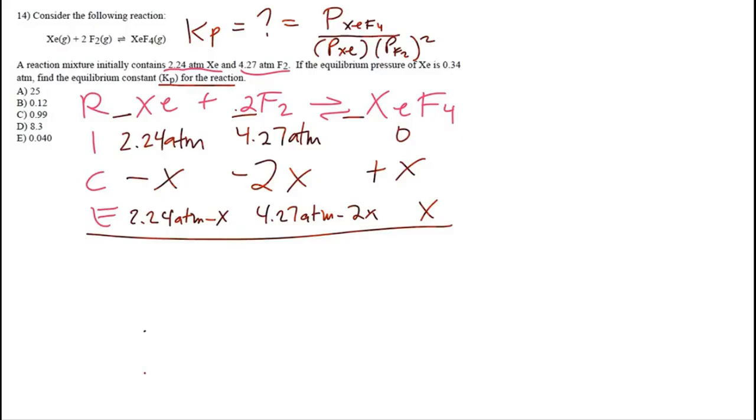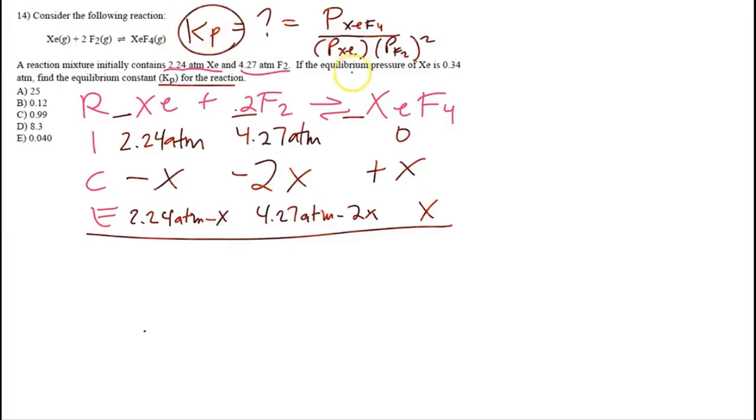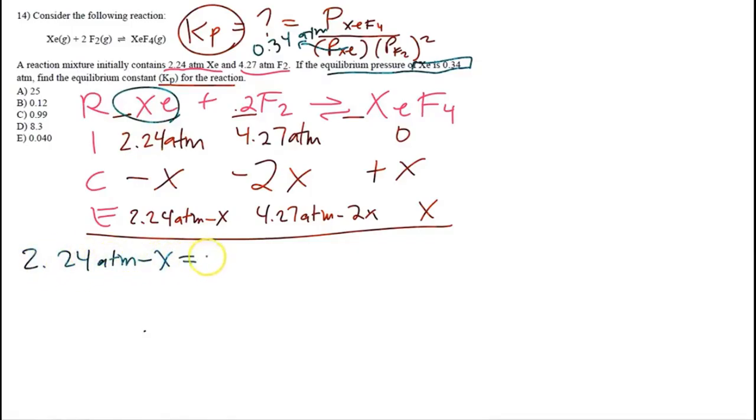But wait a minute, they give us something extra here. We're trying to look for our Kp value. We got to continue to read the question. If the equilibrium pressure of Xe is 0.34 atmosphere, so they're telling me an equilibrium amount of this. They're saying this is 0.34 atmosphere. They're giving me an amount for one of the variables. What's going to happen to our ICE table then? Well, I got to focus on Xe. They're telling me that my equilibrium, 2.24 atmospheres minus X, this entire thing is equal to 0.34 atmospheres.